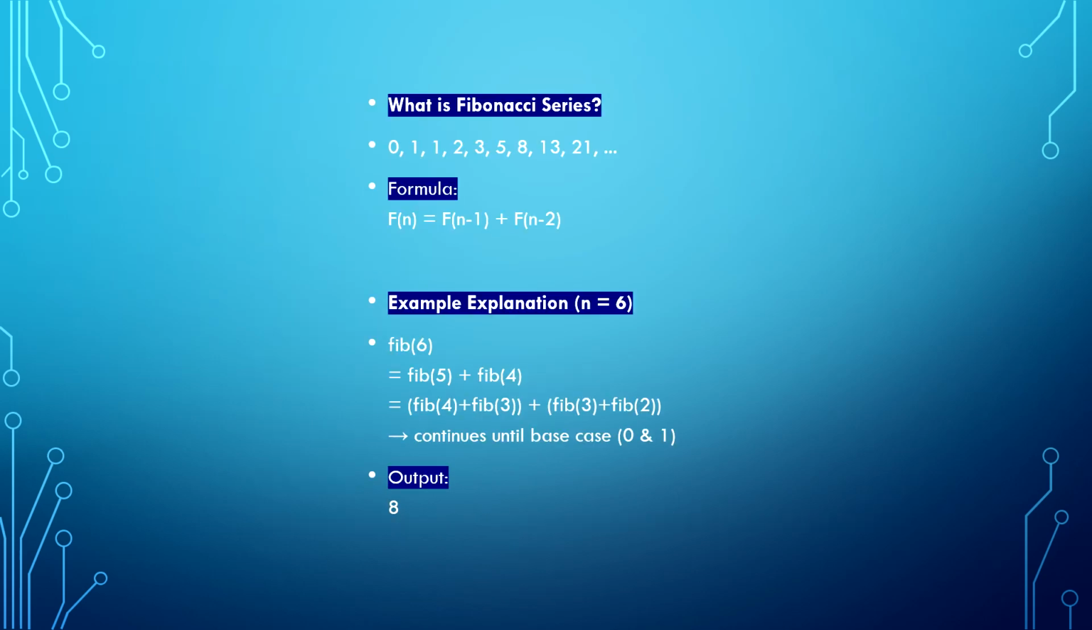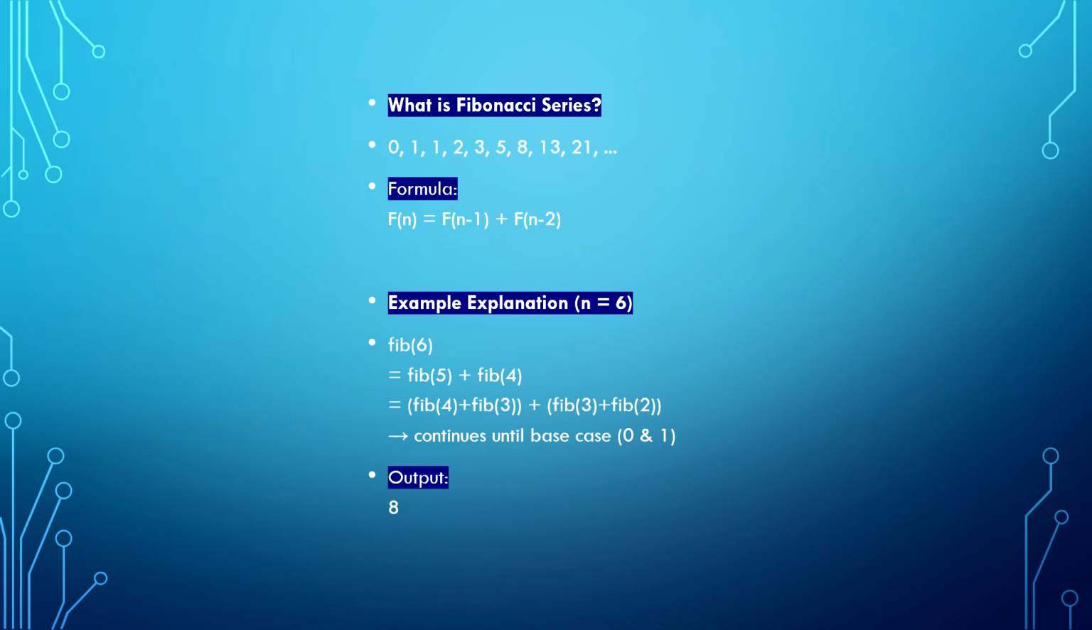Now I will explain the Fibonacci series. The Fibonacci series is a sequence like 0, 1, 1, 2, 3, 5, 8 and so on. Each number is the sum of the previous two numbers. The formula is f of n equals f of n minus 1 plus f of n minus 2.